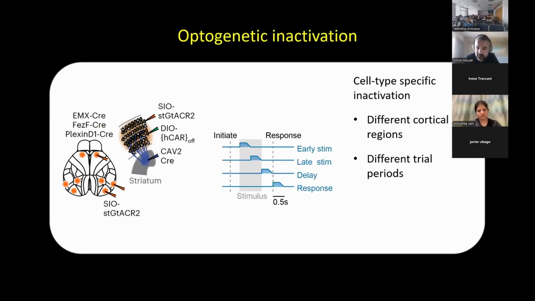And the other thing that we can do is that not only are we inactivating a specific region, we can also do it at different points in time. So in this case, we can inactivate either early or late during the stimulus, or we can inactivate during the delay, or during the response period, with the idea that that gives us additional information as to whether these neurons are more involved in sensory processing or in the formation of choices or motor output.